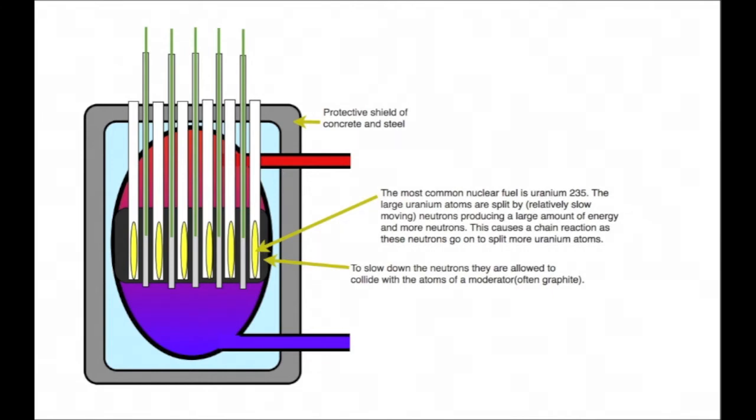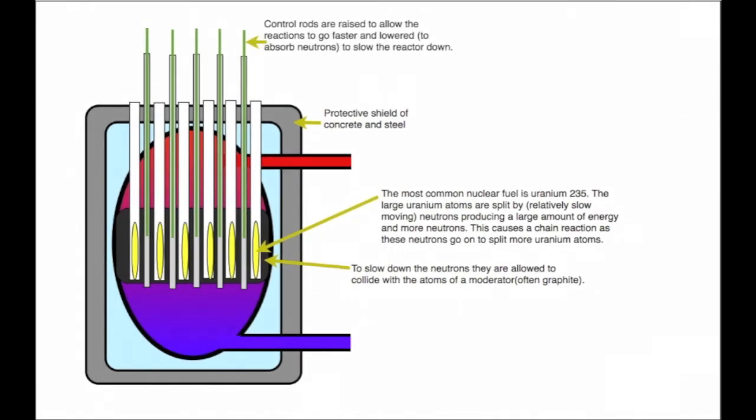The neutrons produced are moving very quickly, and to split the atoms effectively they have to be moving slowly. This effect is achieved by using a moderator, usually carbon, which slows down the neutrons through collision. To slow down the reaction, control rods can be lowered into the reactor. These absorb neutrons. To allow the reaction to speed up, the control rods are raised.